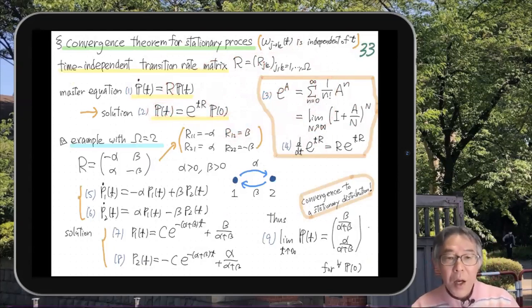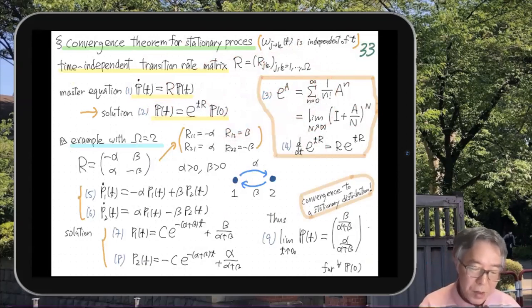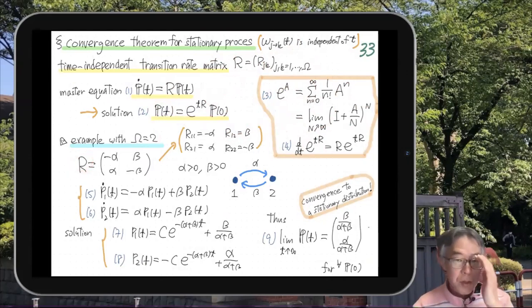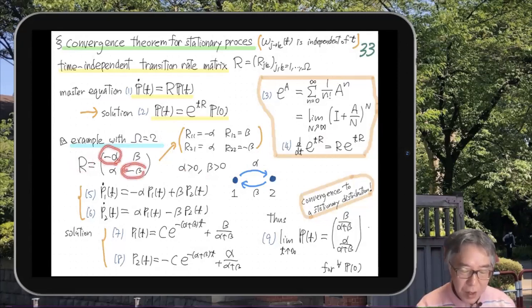But anyway, before going to general discussion, let's look at a very simple example with two states, omega equal 2. And in this case, this is the most general form of the time-independent transition rate matrix. Alpha and beta are positive constants. And as you see, these diagonal elements are negative, and these off-diagonal elements are positive. And if you sum this and this, you get 0. If you sum this and this, you get 0. Okay, so this is a transition rate matrix.